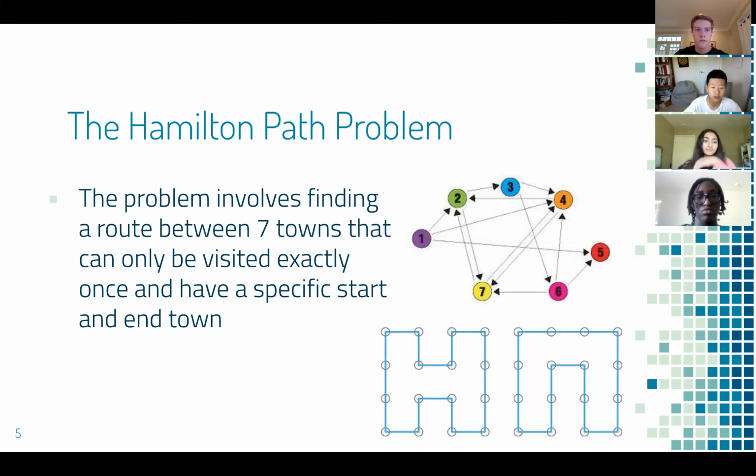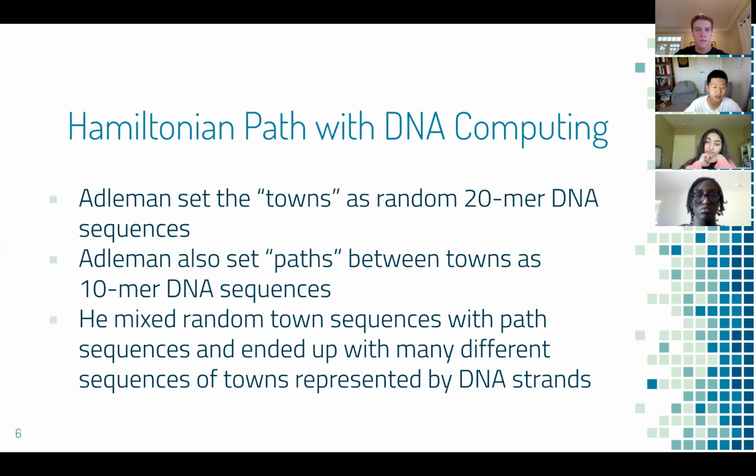So now we'll move on to one of the first computational problems that we'll be solving using DNA computing, which is the famous Hamiltonian Path problem. So this problem involves finding a route between 7 towns, and each town can only be visited exactly once, and you can only start and end at a specific town. So you start at a specific start town and end at a specific end town.